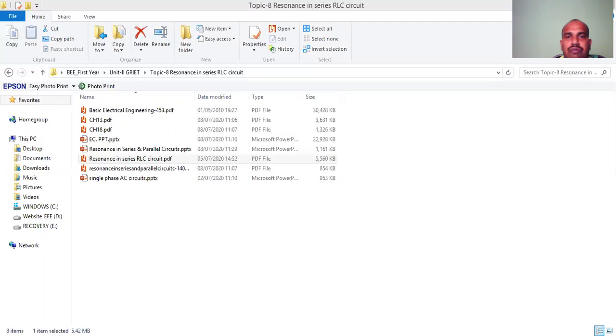This is a waveform of series resonance, the series voltage waveform and current waveform. Okay, this is the impedance value. This is the current value. Because the impedance increases, the current value decreases.